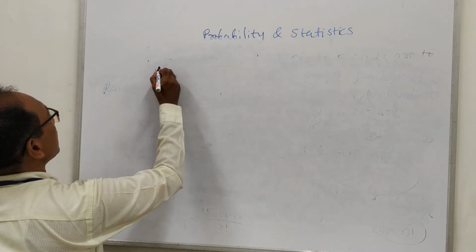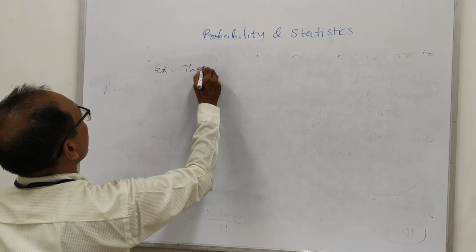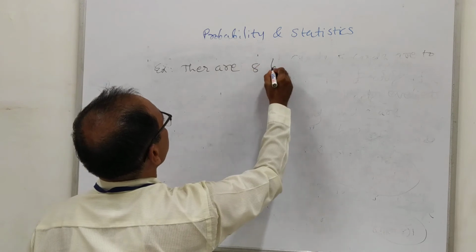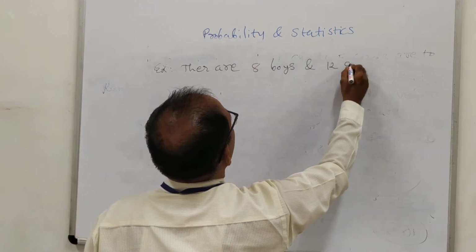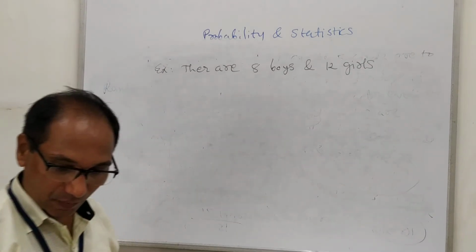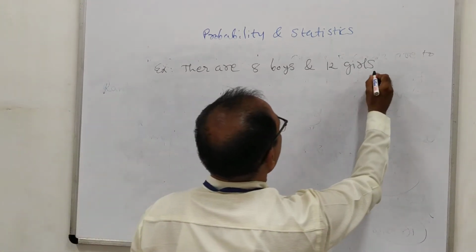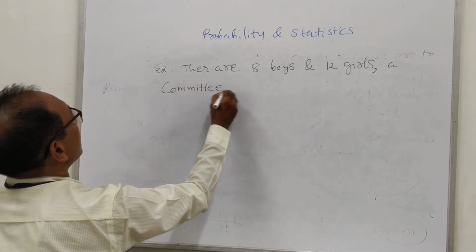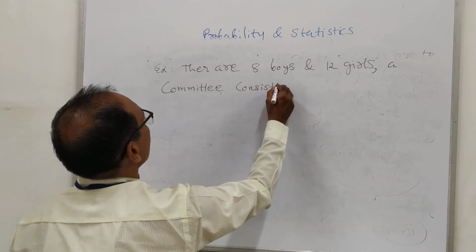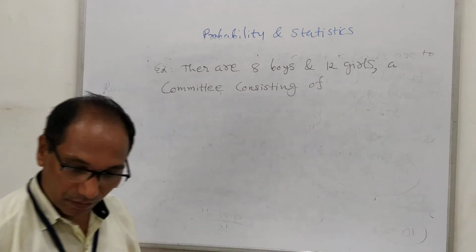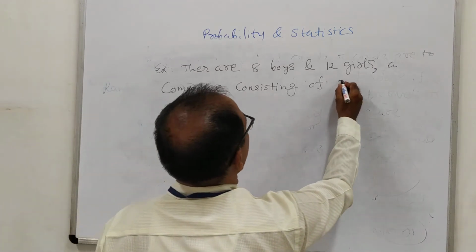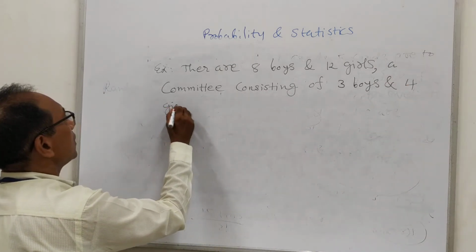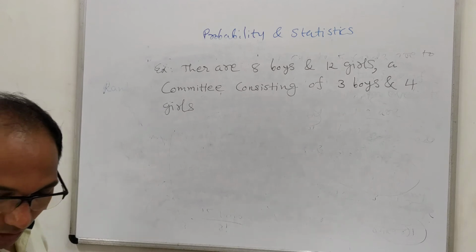So there are 8 boys and 12 girls. A committee consisting of 3 boys and 4 girls is to be formed.